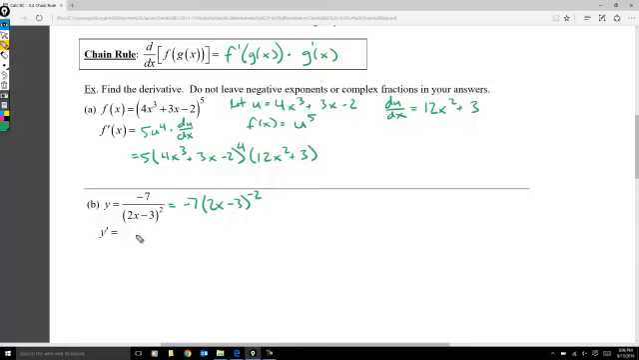Negative 2 times negative 7 is positive 14. Whatever's inside stays exactly the way it is, and then I subtract 1 from my exponent. And I'm going to multiply this by the derivative of my inside, which in this case is just 2. We could simplify more, but I'm not going to. Let's keep going.